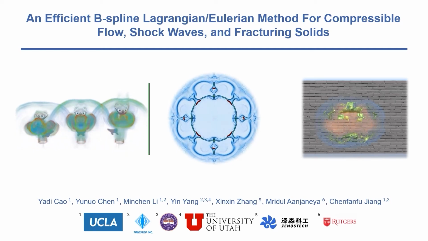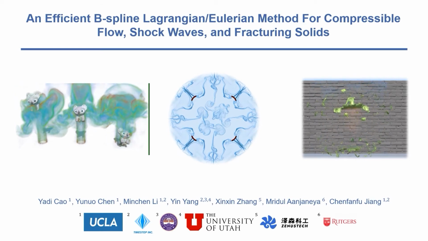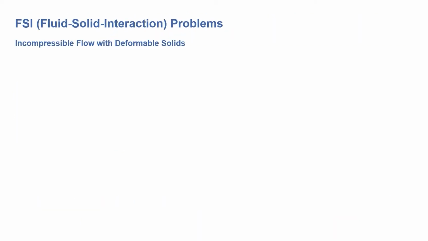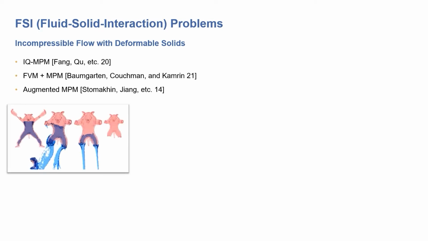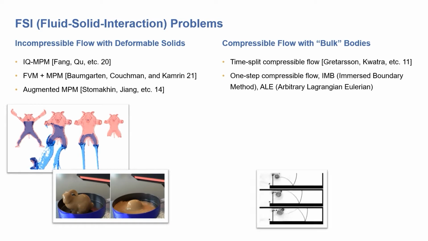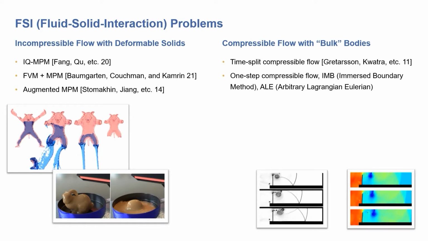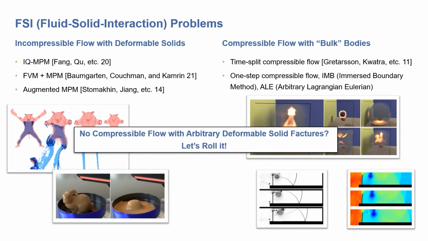We present a new coupling scheme, an efficient B-spline Lagrangian-Eulerian method for compressible flow, shock waves, and fracturing solids. The fluid-solid interaction, FSI, is a ubiquitous problem in science, engineering, and computer graphics. For the incompressible flow, many previous works can handle solids with large deformation. However, all previous works can only simulate bulk solids with small deformations for the compressible flow. This motivates us to create a coupling scheme for compressible flow and arbitrary deformable solids.